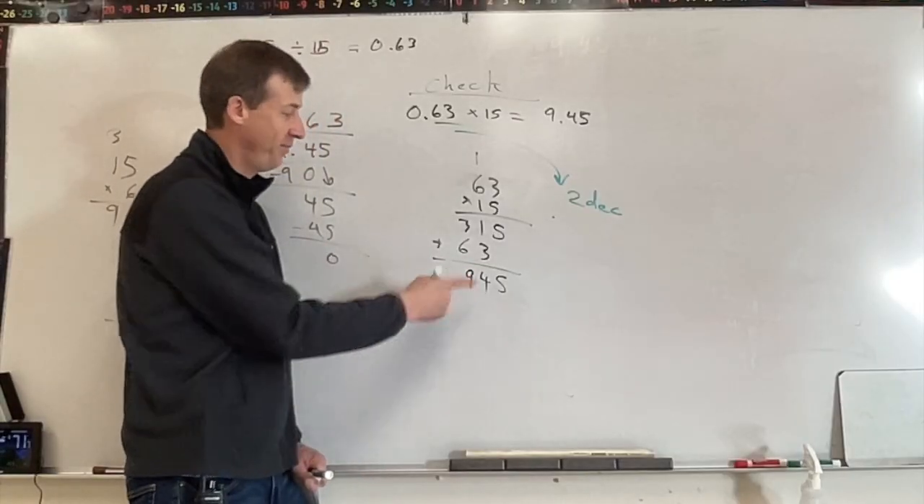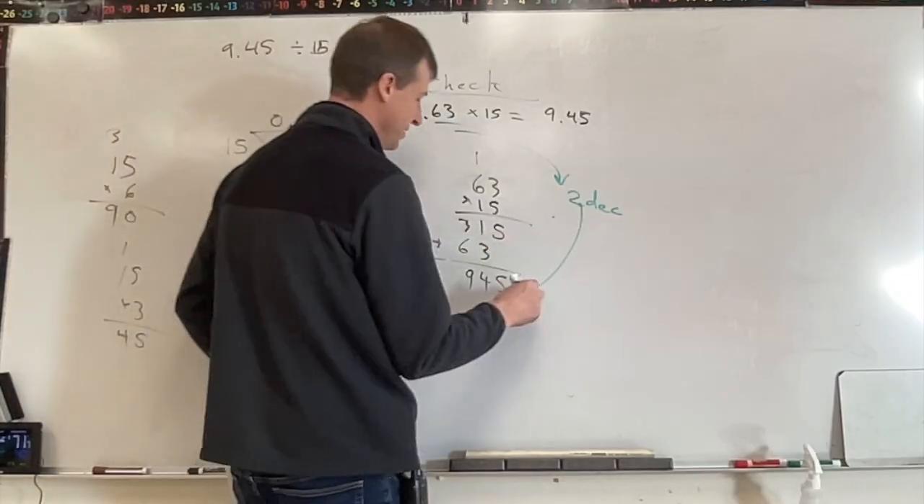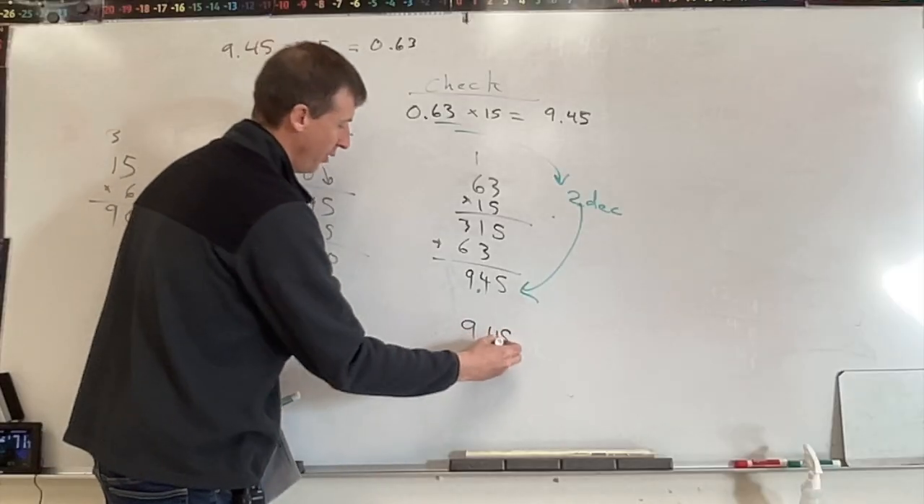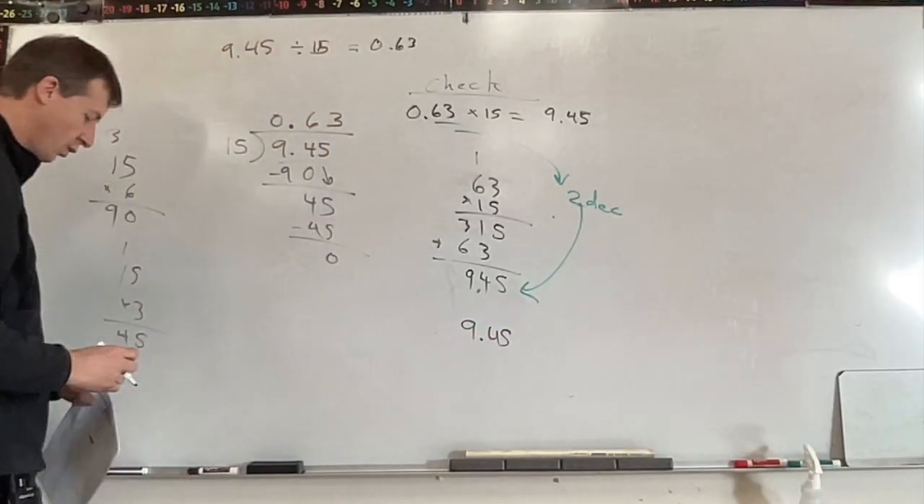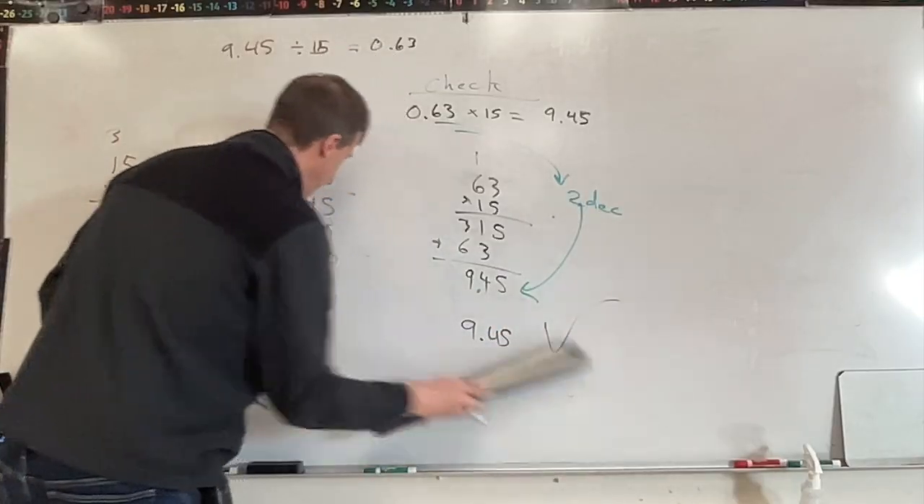I teach math, yeah. So I ended up with 945, but I have 2 decimals in there. So sorry, I made some mistakes when I was doing my check-in. I get 9.45. So it does work out correctly. So it checks. All right, next up.